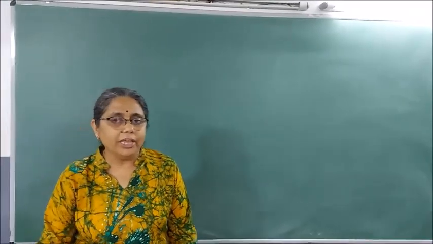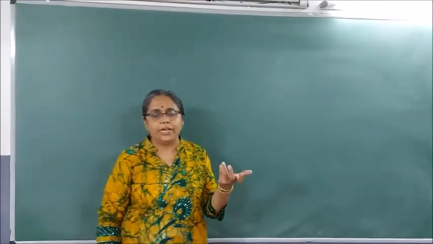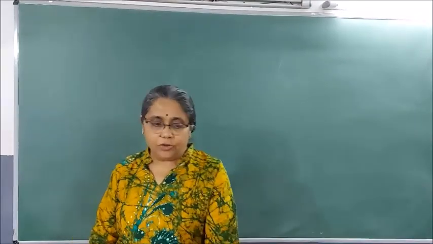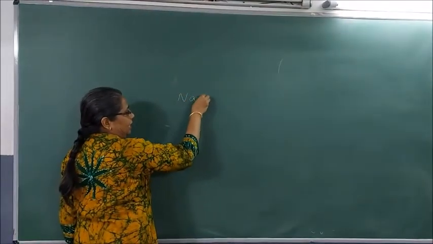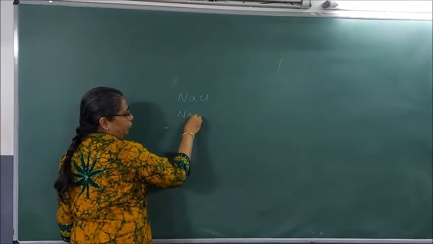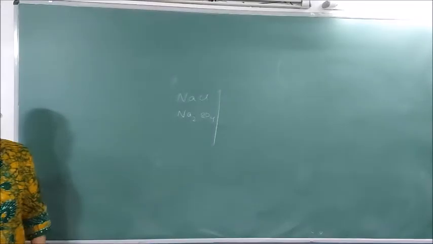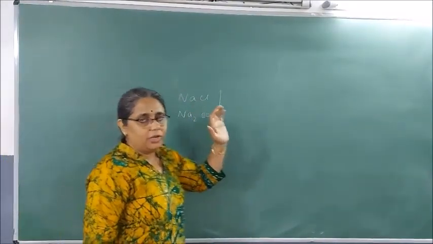So in coordination chemistry, we started with salts. Salts are compounds which have one acid radical and one basic radical. When dissolved in water, they give test of their individual ions. The common examples of salts are NaCl, Na2SO4. They are all salts which have one acid radical and one basic radical.